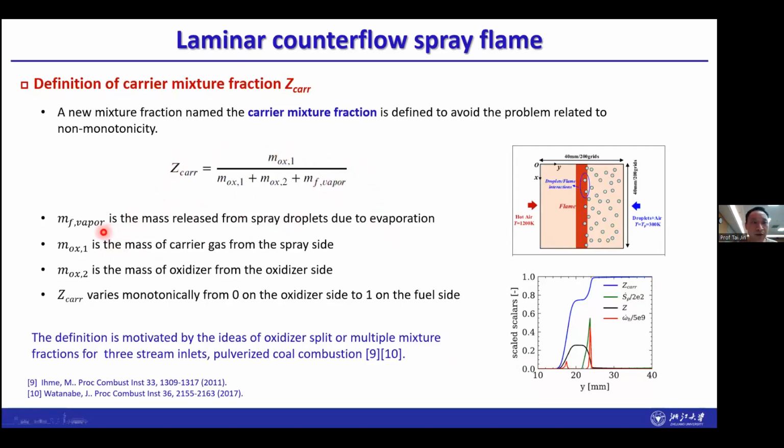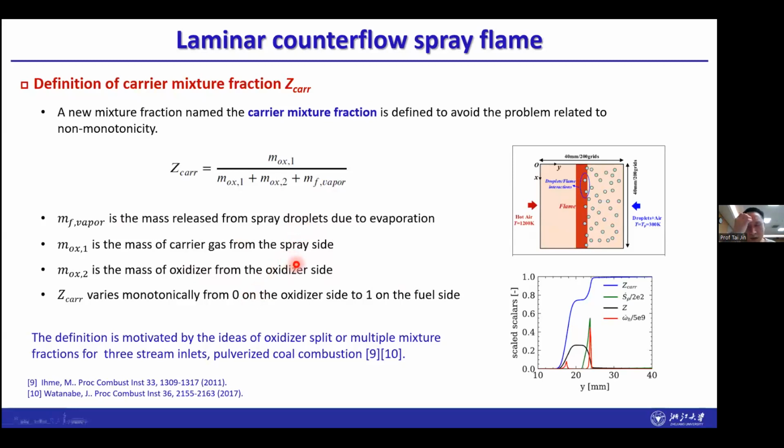And here the MF vapor is the mass released from the spray droplets due to evaporation. So this will change along the axial distance. And these two, MOS1 and MOS2, are the mass of the carrier gas from the spray side and the mass of the oxidizer from the oxidizer side. So it is very simple to calculate this carrier mixture fraction, and it's very simple to implement.